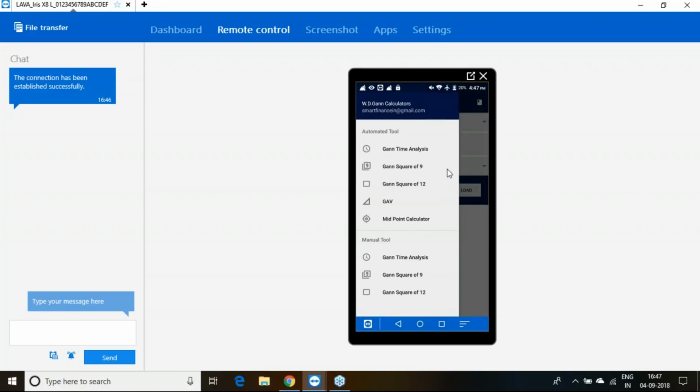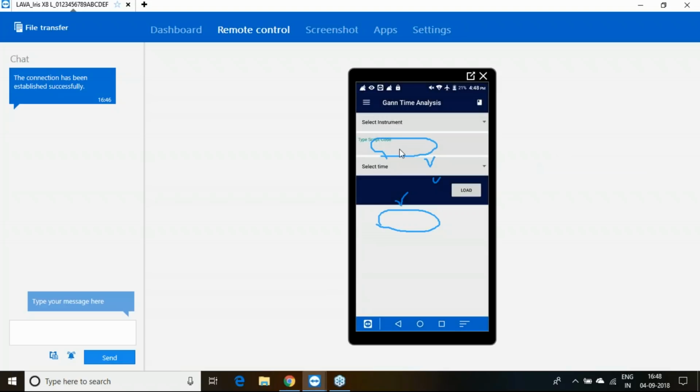Here we have given different tools for price analysis, and for time analysis also we have given different tools. For the price analysis, we have given Gann square of 9, square of 12, Gann angle and volatility, and the midpoint method. This is a very successful method for intraday traders. And for the time analysis, we have given the Gann time analyzer. This time analyzer uses 5 different principles of Gann's method.